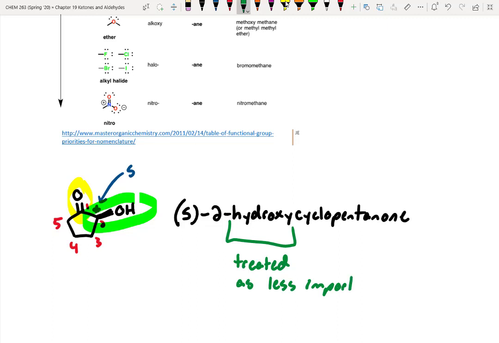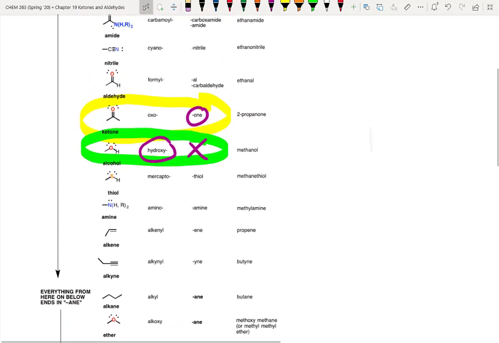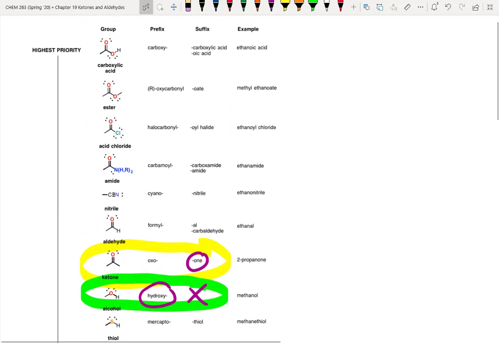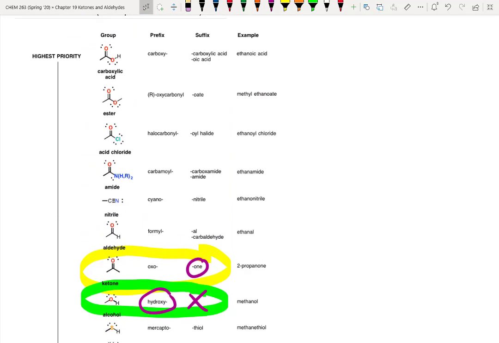So it's treated as a less important substituent. All right, so in general, I'm not going to purposely try to mix you up in this class. We're going to go with relatively simple naming, but I did want to show you this list because not all functional groups are created equal. Some are more important than others in the eyes of the IUPAC naming system.